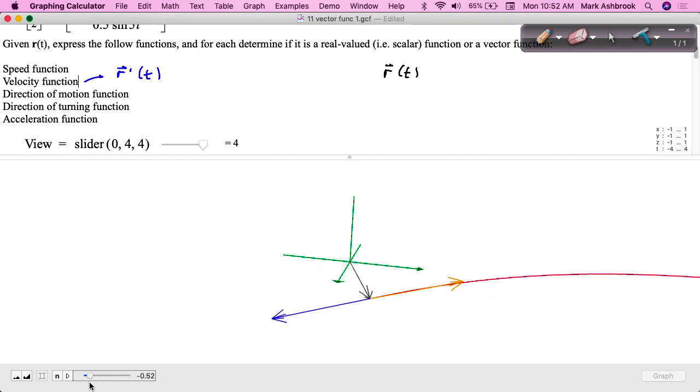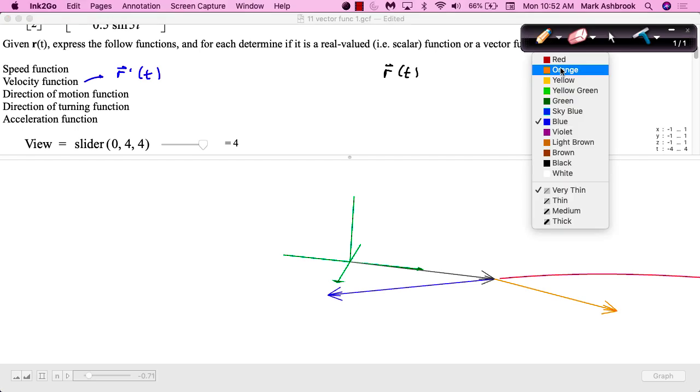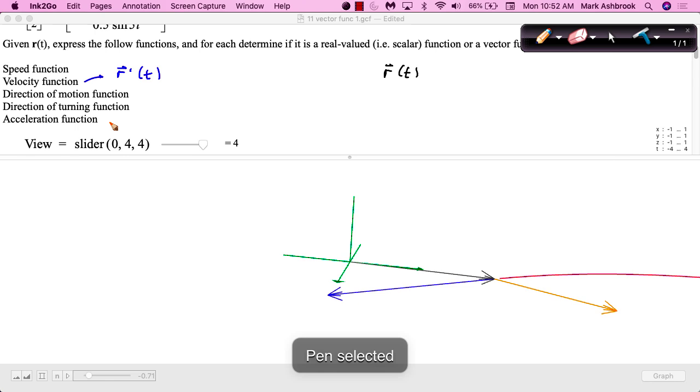Let's see what happens with the math with this. So yes, this is indeed the acceleration. And what is that relative to r? So the blue one is r prime. And now my gold one, I even have a gold colored pen. What would it be? R double prime.